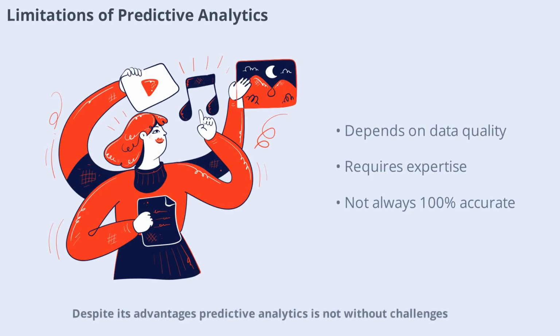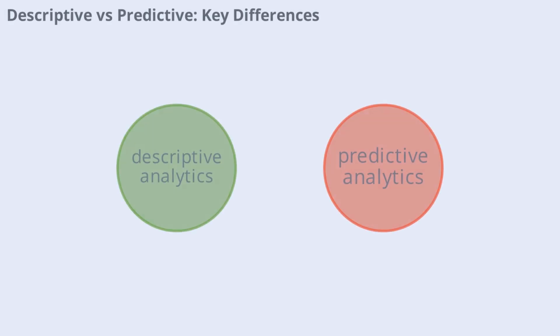Despite its advantages, predictive analytics is not without challenges. Its accuracy depends on the quality and relevance of the data used. If the data is incomplete or outdated, predictions may be unreliable. Additionally, predictive models can be complex and require specialized expertise to develop and maintain. It's important for organizations to understand these limitations and use predictive analytics as one tool among many in their decision-making process. Now that we explored both types, let's compare descriptive and predictive analytics.